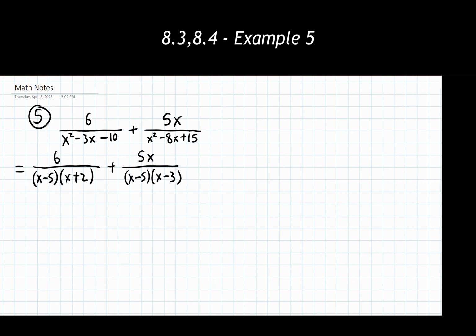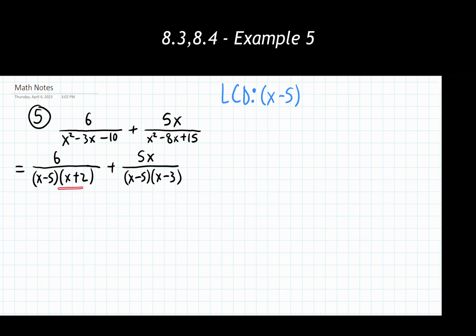So again, I'm going to make a note for myself somewhere. I'm going to write at the very top here. What's my lowest common denominator going to be? Well, I notice that they both have an x minus 5 in them, so I am going to have to include that. They have that in common.